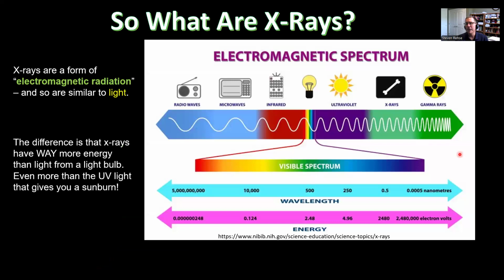Now here we are, roughly 120 years later, and we now know what X-rays are. They're no longer X for unknown. We no longer have no clue what they are. We know what X-rays are. X-rays are a form of what we call electromagnetic radiation. And in that way, they are similar to light, which is another form of electromagnetic radiation.